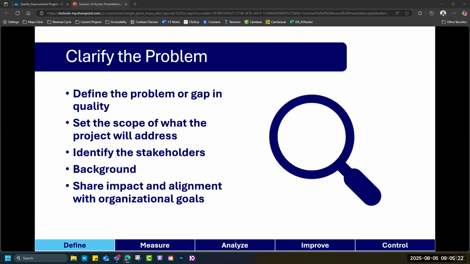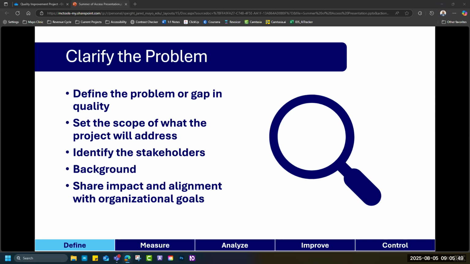We realized we needed to define what accessible actually meant within the context of our work, not just in terms of compliance, but in terms of usability and inclusion. So we started by defining that gap, and then next, with the define phase, we set our scope, identified our stakeholders, and looked at outlining the impact and alignment that this project could have with our organizational goals, all during this define phase of the DMAIC process.